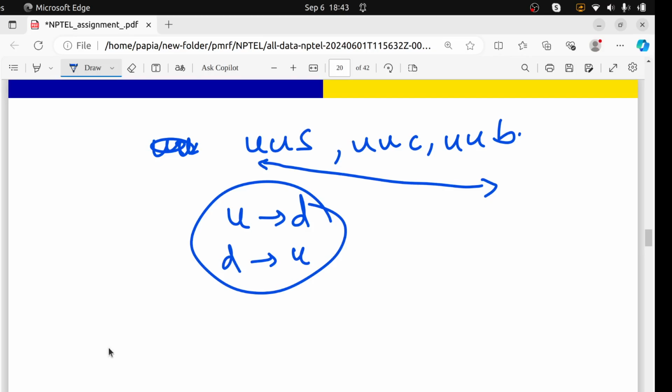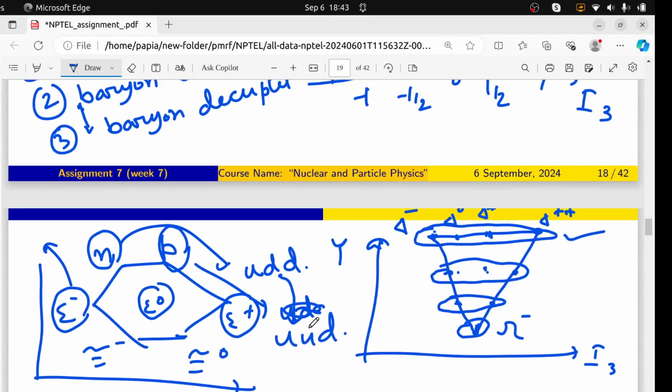But yes, you can tell me what this is. From here to here, S will change. Here to here, S will again change, like that. But in that parallel line of isospin triplet, doublet, quadruplet, there is no change in S, no change in B, no change in C. Only the change is in U to D, D to U. That's it.